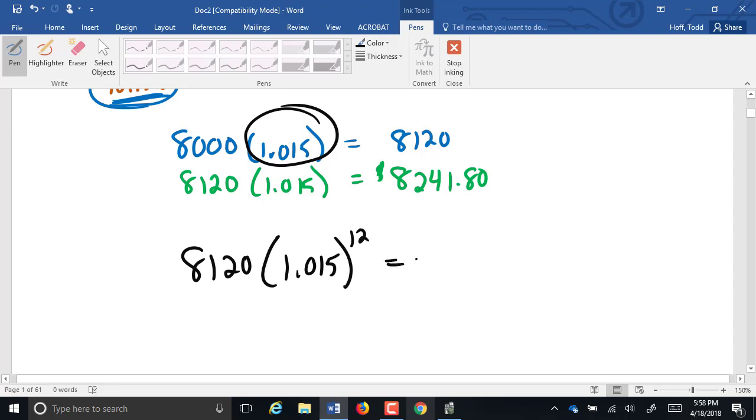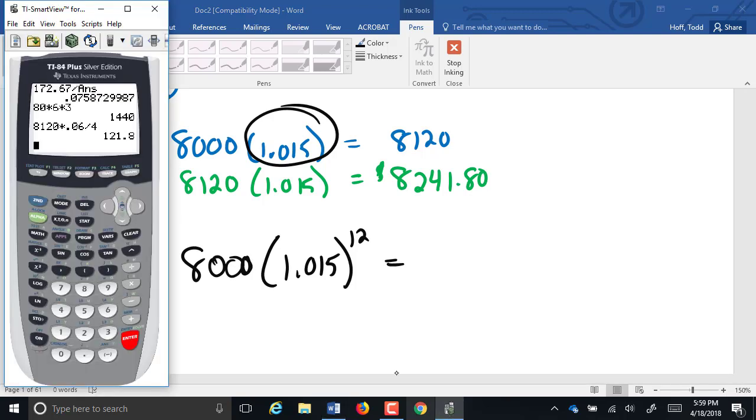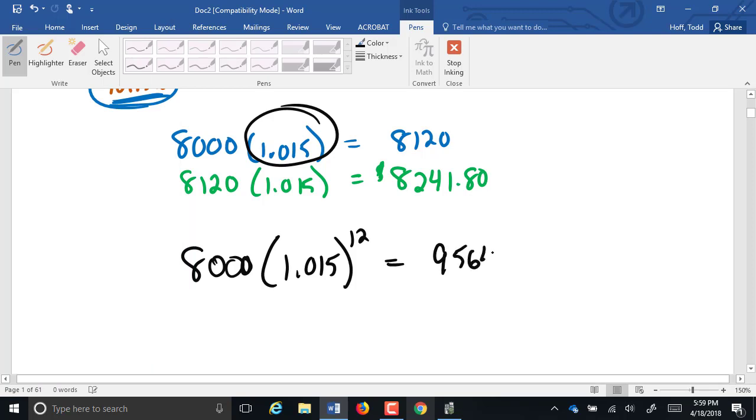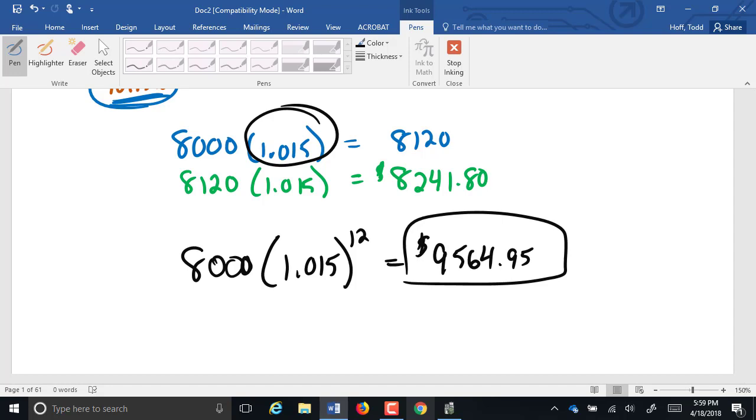Well, in math, we have a shortcut for that. It's an exponent. Oops, that shouldn't be 8,120. It should be just the 8,000. Okay, starting balance times the 1.015, 12 times, which is $9,564.95. Compare that to the $9,440 that you had from simple interest. That's $125 more.